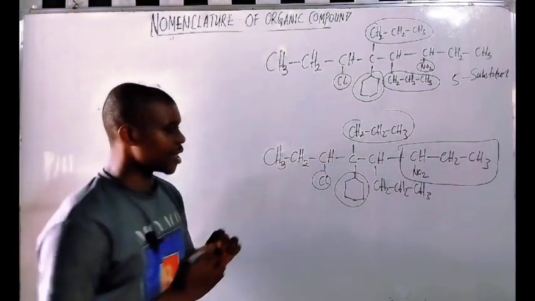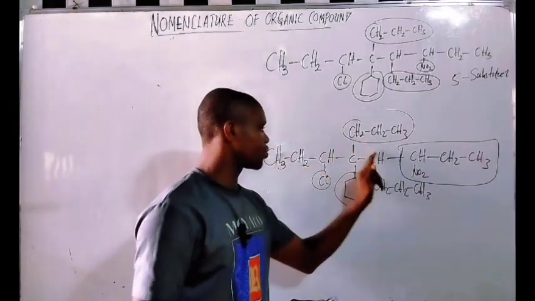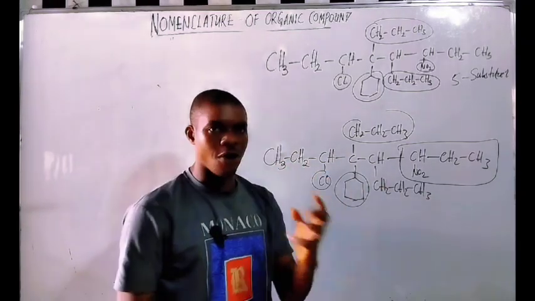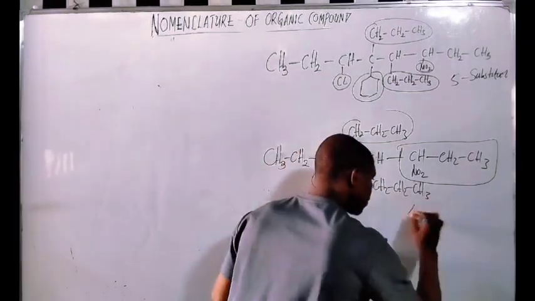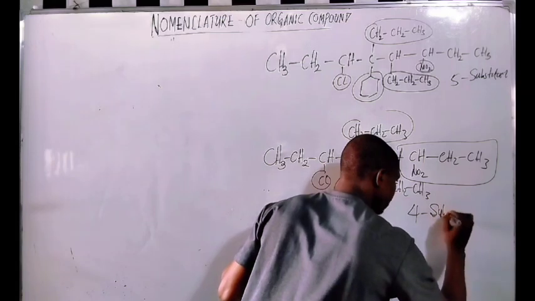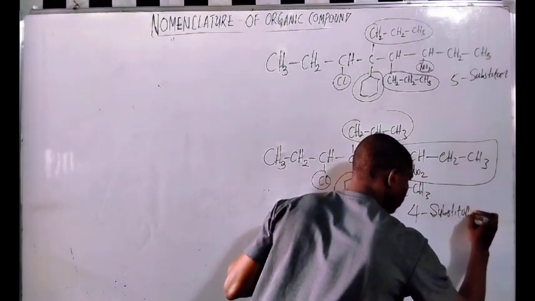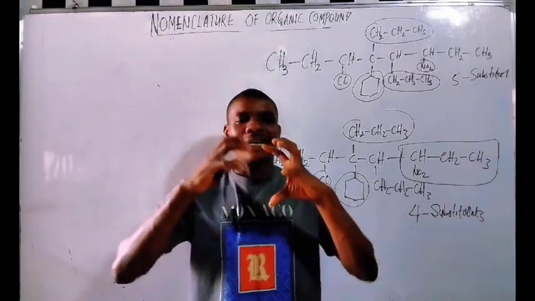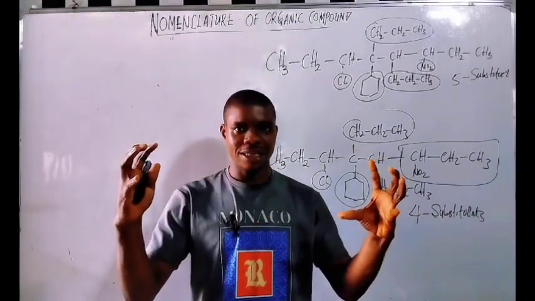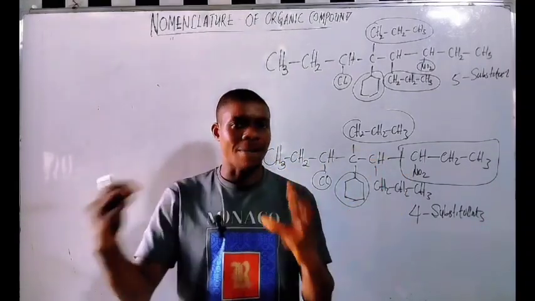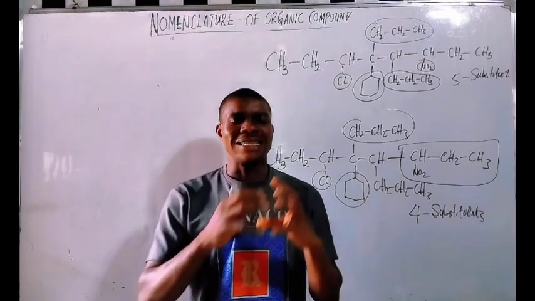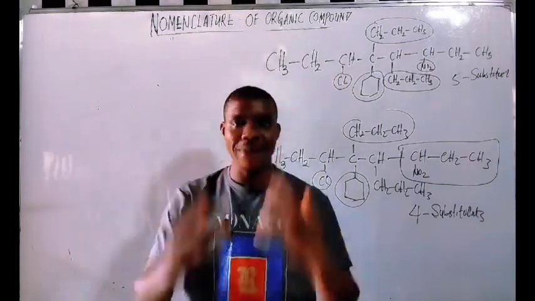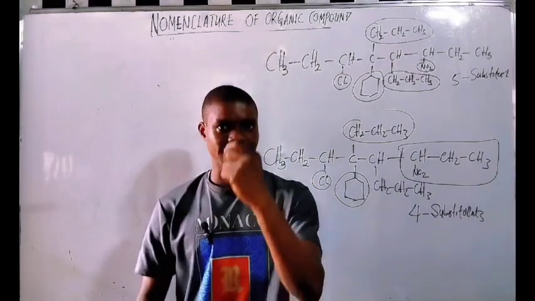If you take from here to here, we have 4 different substituents. Now the rule says that if the compound has chains with equal numbers of carbon atoms, the chain that has the highest number of substituents is the parent chain. That is what rule number 2 is about.